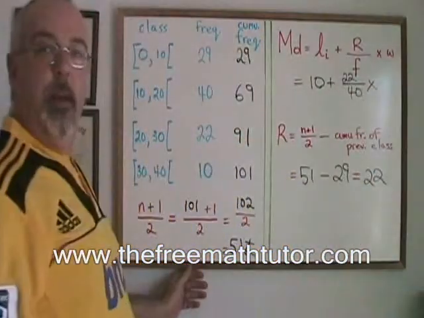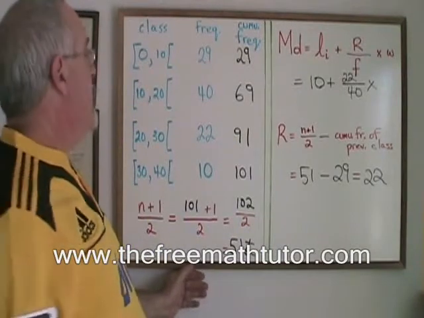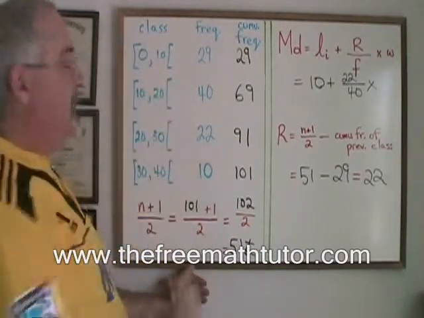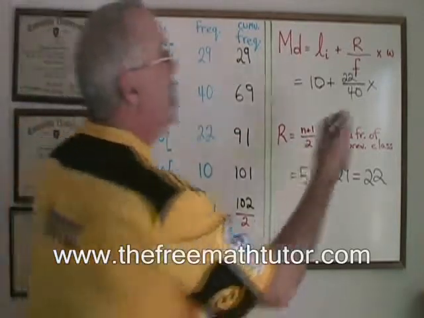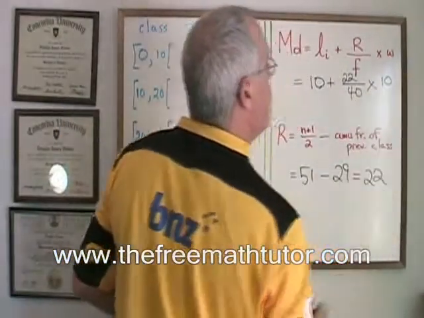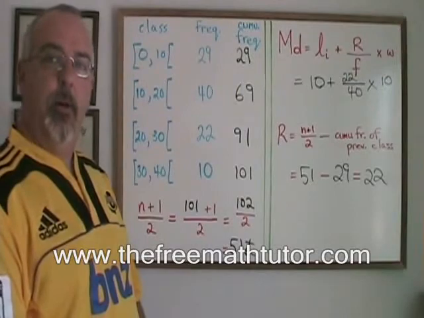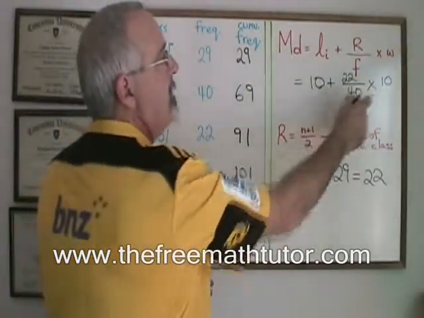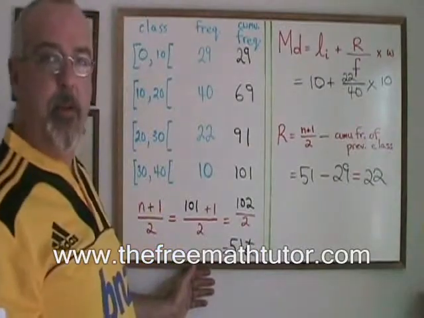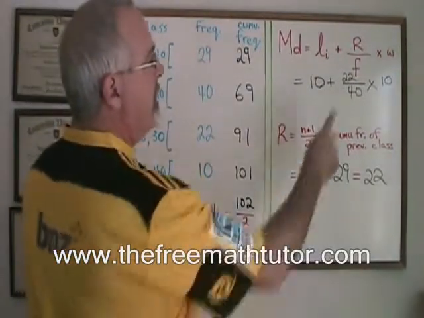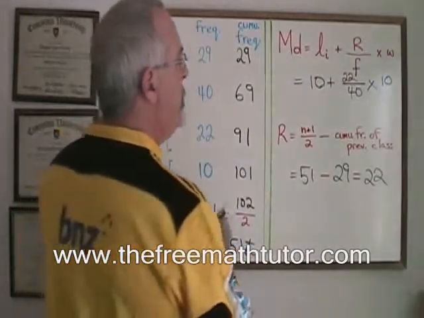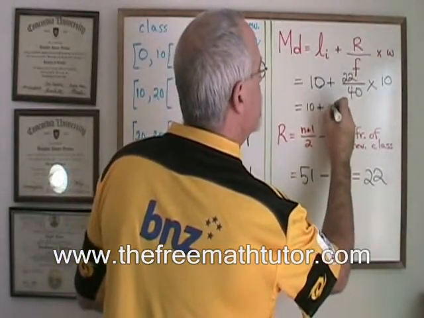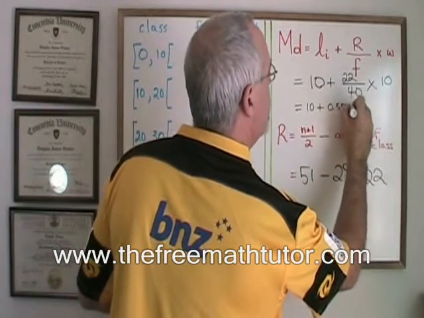And we're doing times W. W is the width of the median class, but that's the same as the width of all of the classes. The width of the classes in this table is 10, so we put a 10 here. Now all that is left for us to do is to follow the rules of BEDMAS to simplify this expression, and we will have our median. First thing we have to do is 22 divided by 40, which is 0.55.